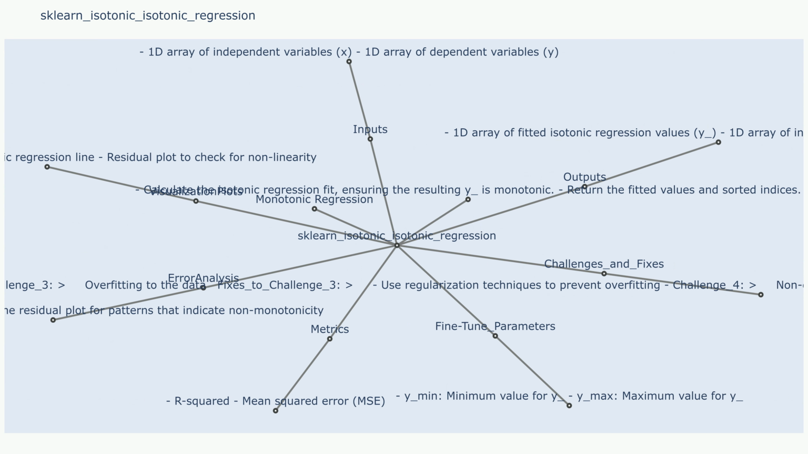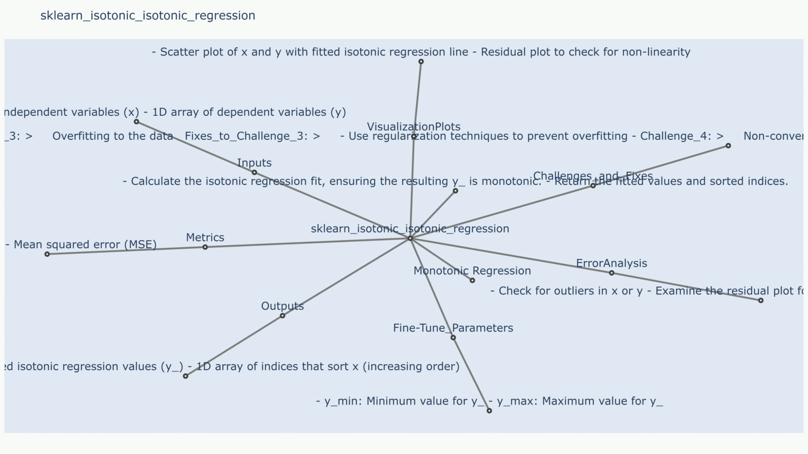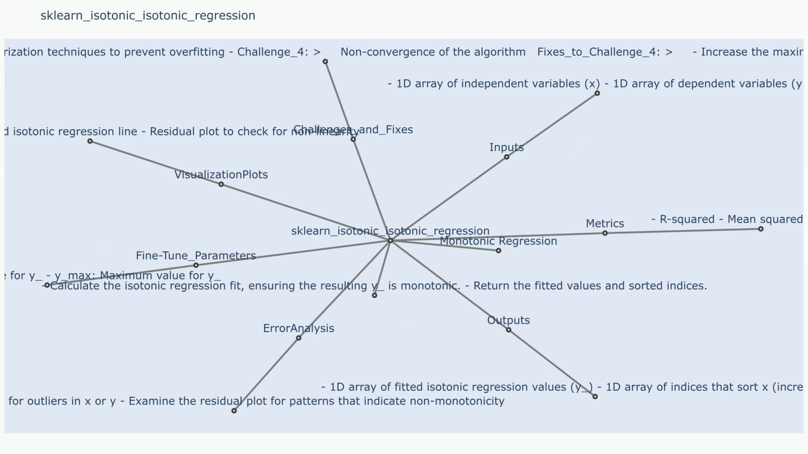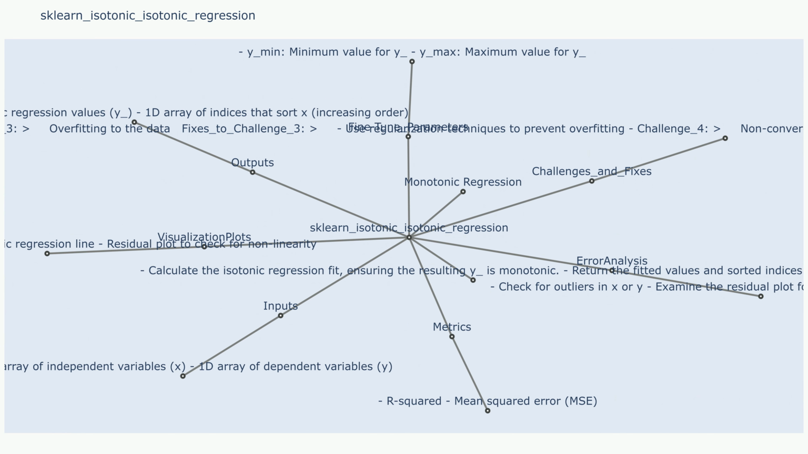Steps. The algorithm finds the best monotonic fit to the data by minimizing the squared error between the original y values and the fitted isotonic regression function. It uses the pool adjacent violators algorithm, PAVA, to achieve this. Metrics. Mean squared error, MSE, measures the average squared difference between the original y values and the fitted y_isotonic values. R squared measures the proportion of the variance in y that is explained by the fitted y_isotonic values.